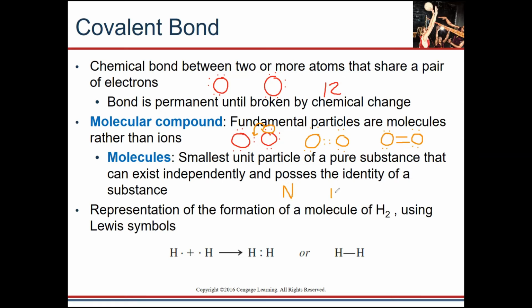Nitrogen. How many valence electrons does nitrogen have? 5. I want you to help me out with this one. How many electrons do we need to share? Are we trying to be like helium? No, we're not trying to be like helium. We're trying to be like neon. We want 8 around us.